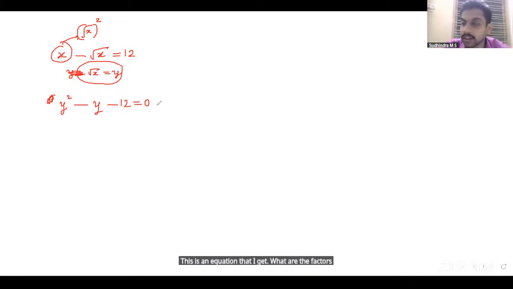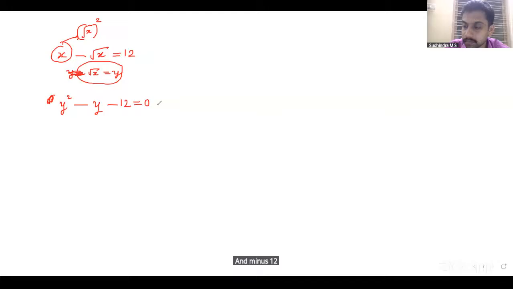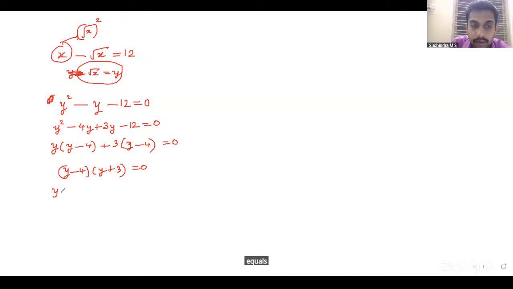What are the factors here? I should get minus 1 as the sum and minus 12 as the product. So minus 4 plus 3. Very good. Y square minus 4y plus 3y minus 12 equals 0. Y into y minus 4 plus 3 into y minus 4 equals 0. Y minus 4 into y plus 3 equals 0. So y equals 4, y equals minus 3.